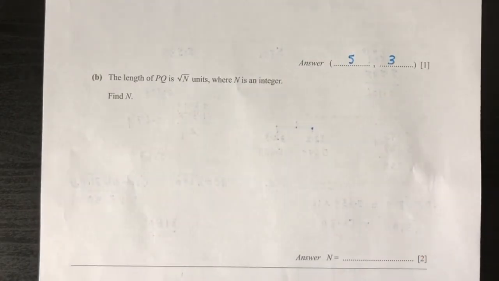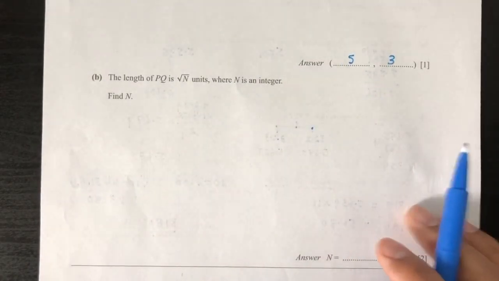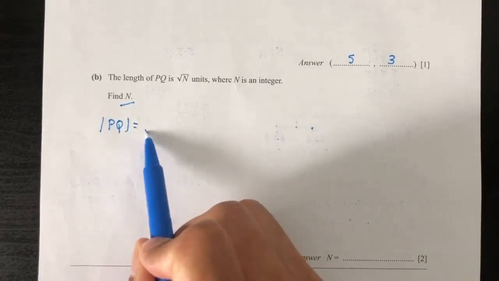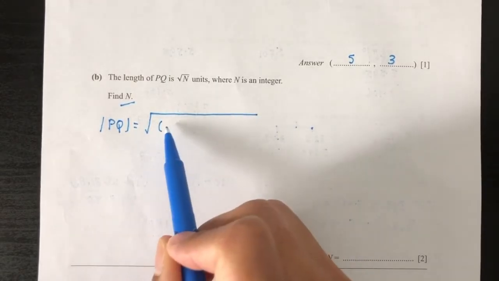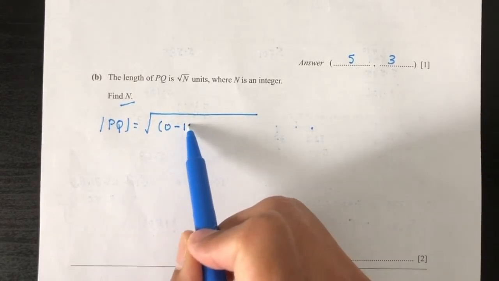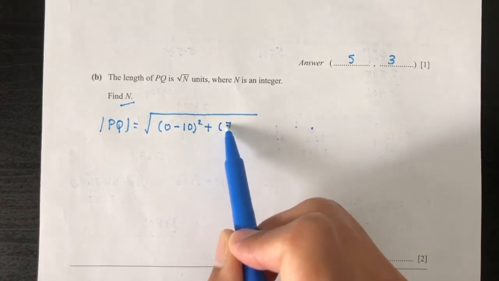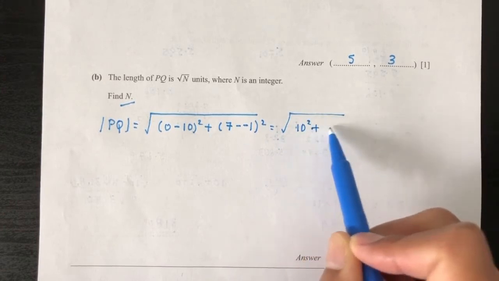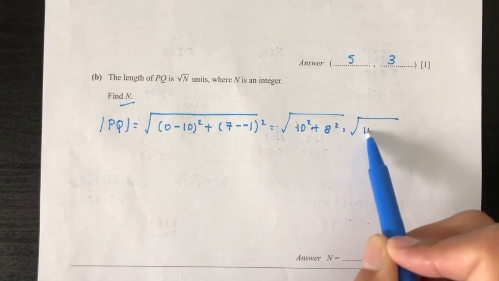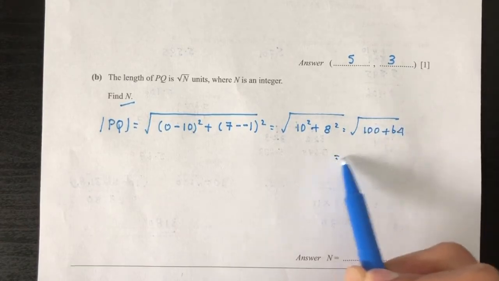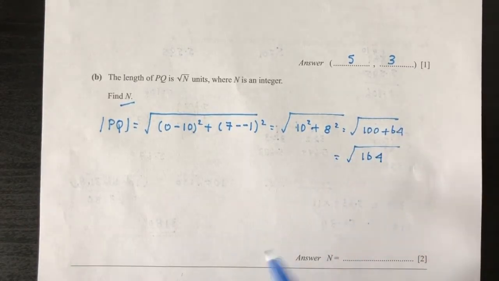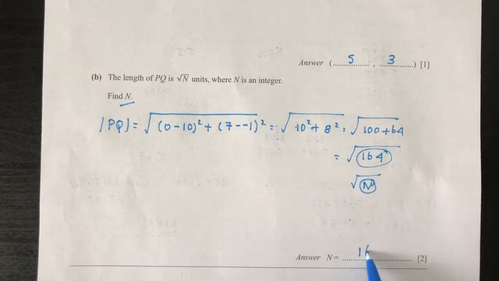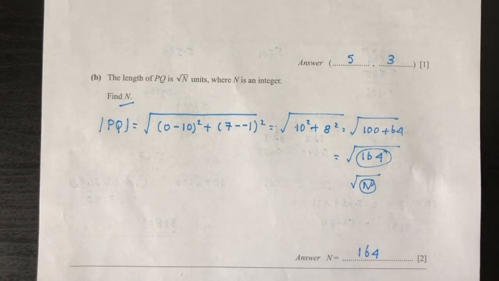Now for part B, the length PQ is given to you by root of n, so find the value of n. So first we have to find the length of PQ, which is the magnitude of PQ. That will be root of x1 minus x2, so 0 minus 10 squared, plus y1 minus y2 squared. That will be root of 10 squared plus 8 squared. That is 100 plus 64. That will be 164. Now compare with the value that we are trying to find, which is n, will be equal to 164. And that is your question number 16.